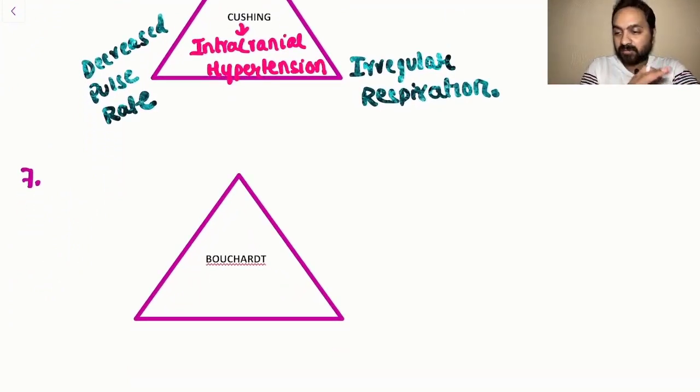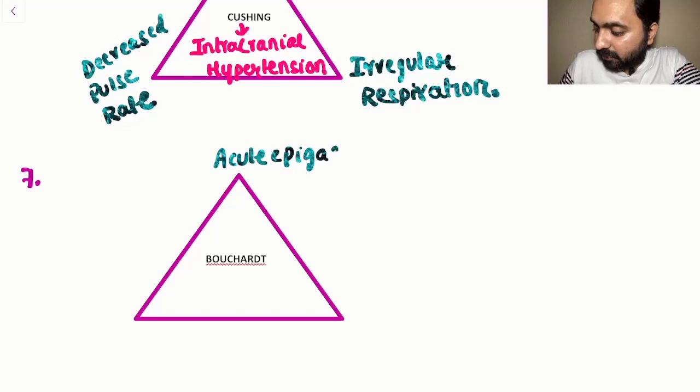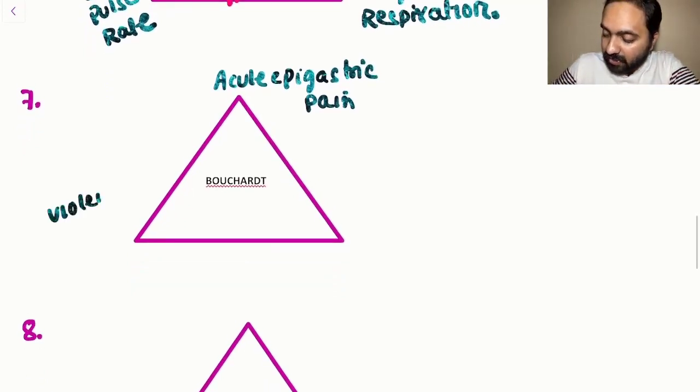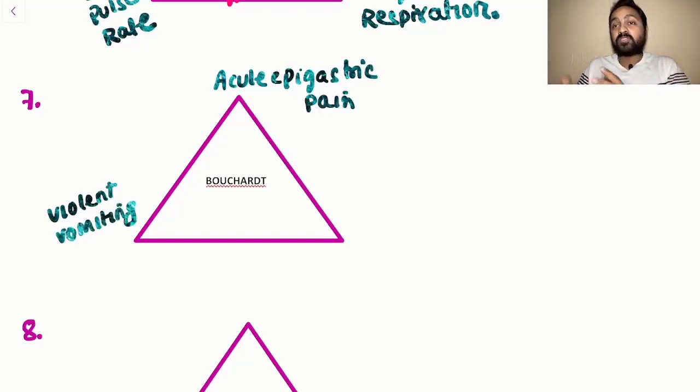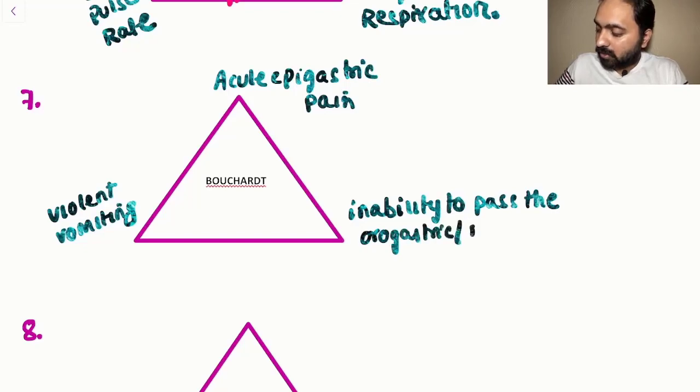Now what is your this Bouchard's triad? So first let's know the components of this Bouchard's triad. So we have patient presenting with acute epigastric pain. Then another hint that you get that the patient is having violent vomiting, and when an intern was trying to put the Ryle's tube, so it was inability to pass the orogastric or the nasogastric tube.